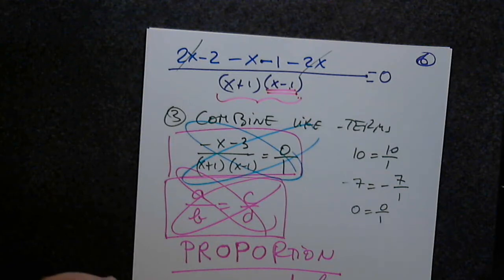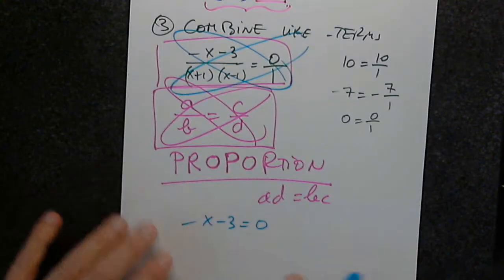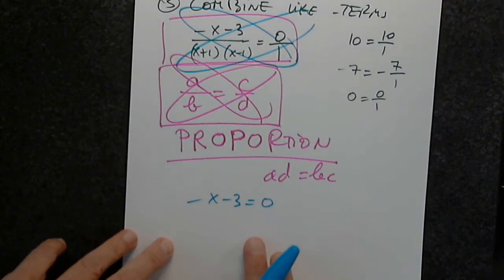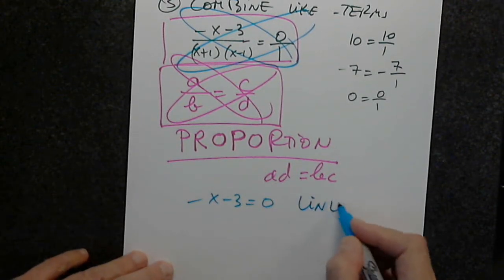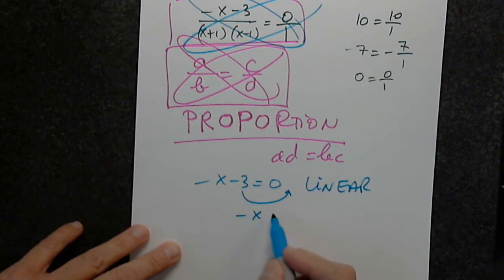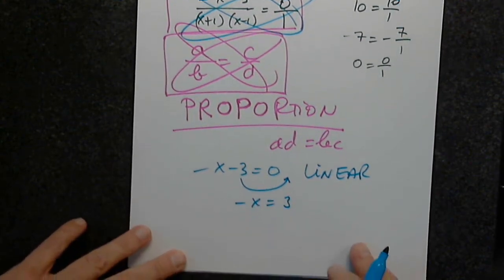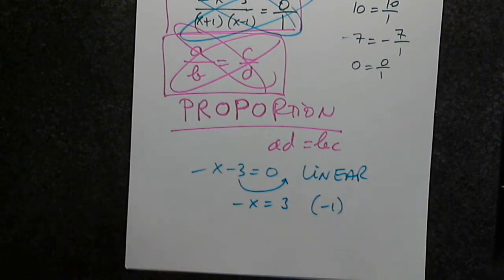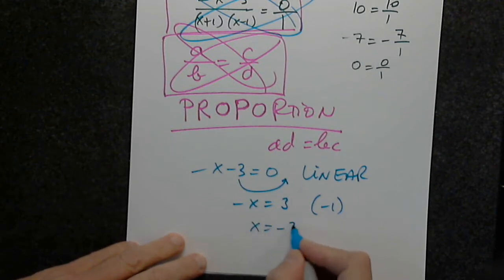Better? Very good. Okay, so what type of equation is this? Very good. So we move negative 3 to the other side. Negative x equals 3. We multiply both sides. Yes, any questions? Please, go ahead. Okay, so we multiply both sides by negative 1 and we get x equals negative 3.